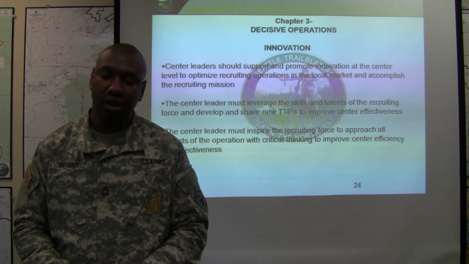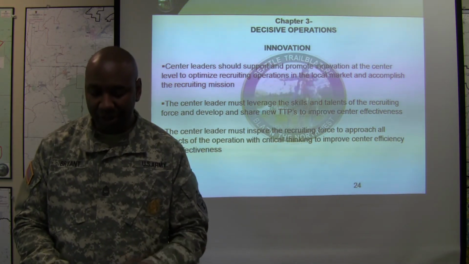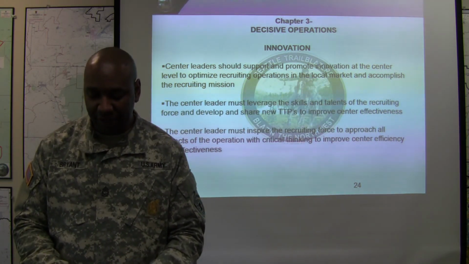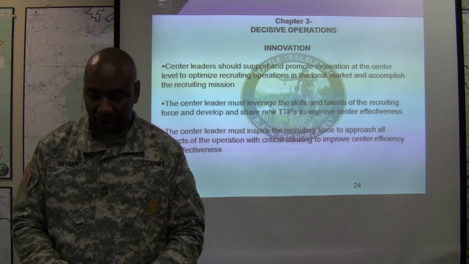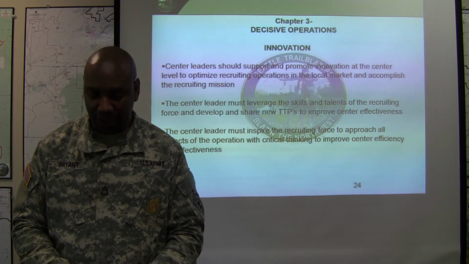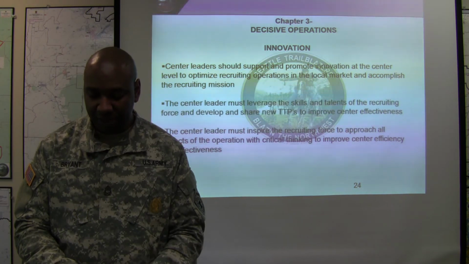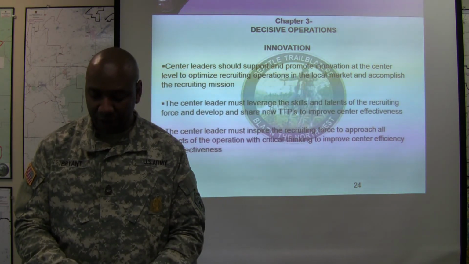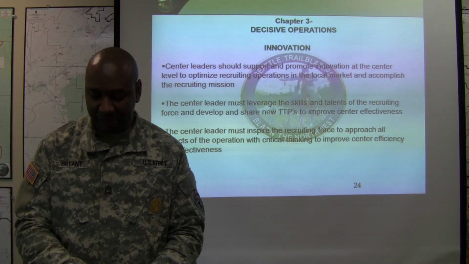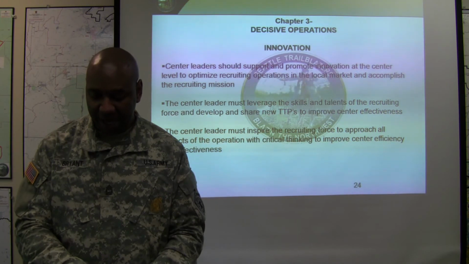Another key part of decisive operations is innovation. Center leaders should support and promote innovation at the center level. This helps to optimize recruiting operations in the local market and accomplish the recruiting mission. The center leader must leverage the skills and talents of the recruiting force and develop and share new TTPs to improve center effectiveness. The center leader must inspire the recruiting force to approach all aspects of the operation with critical thinking to improve center efficiency and effectiveness.